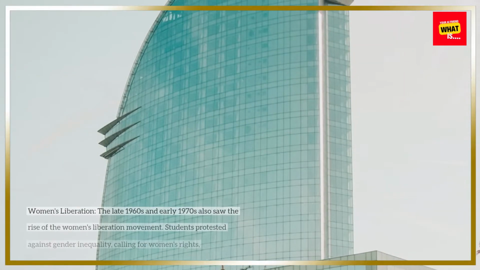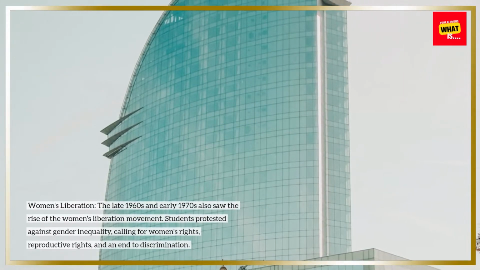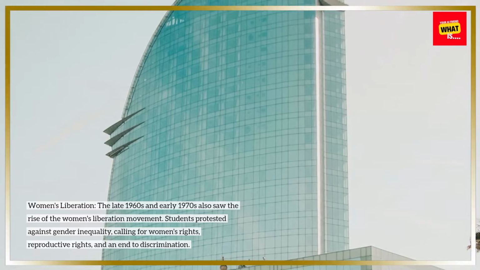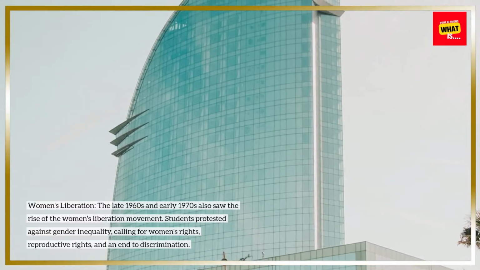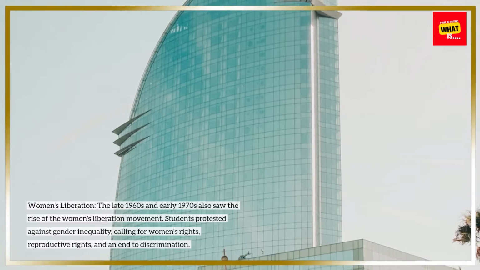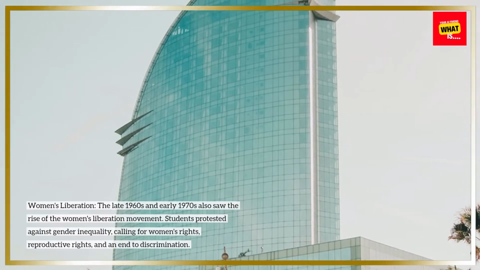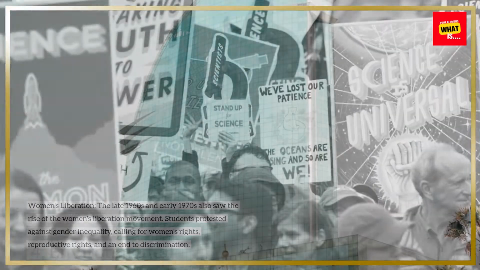symbol of this era. Women's liberation. The late 1960s and early 1970s also saw the rise of the women's liberation movement. Students protested against gender inequality, calling for women's rights, reproductive rights, and an end to discrimination.